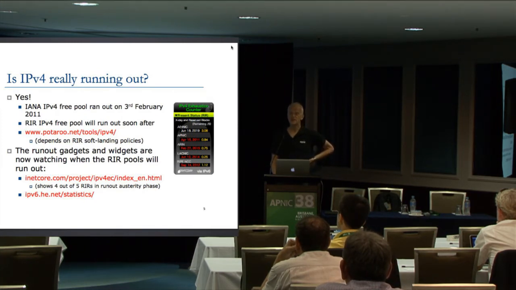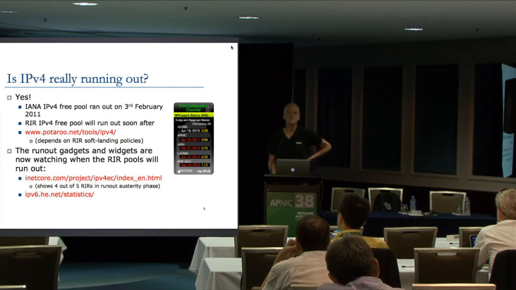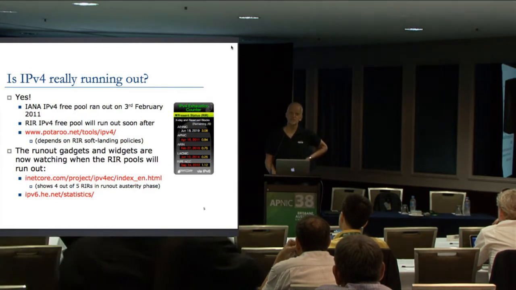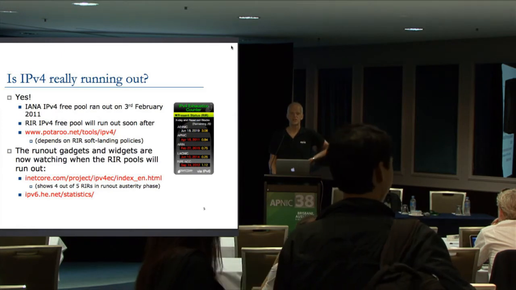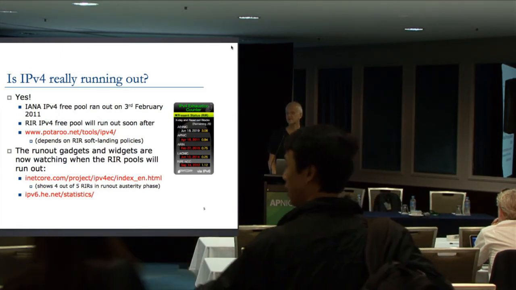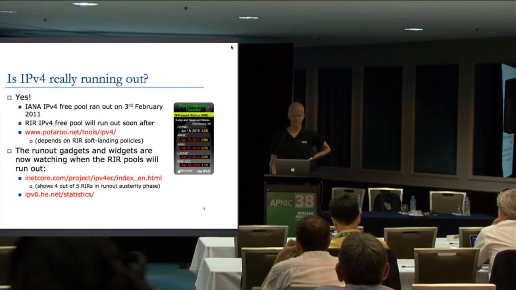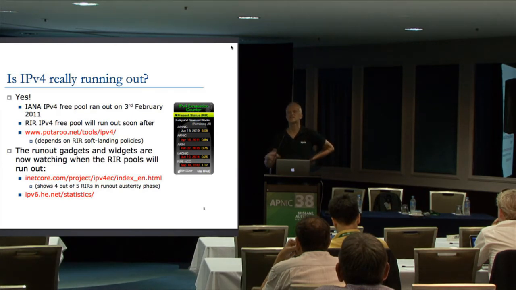RIR free pool. This is slightly different because each registry has slightly different run-out policies compared with each other. APNIC and RIPE-NCC have the same run-out. Basically, a single /8 was set aside in V4 with a very strict one-time assignment out of that final /8. So APNIC and RIPE-NCC are existing inside this process.